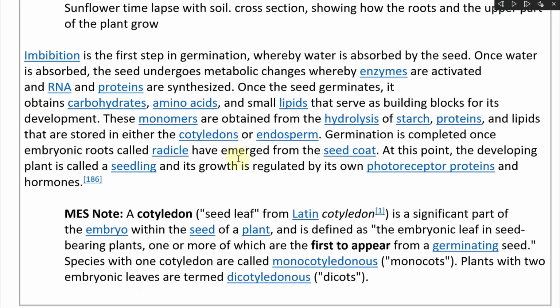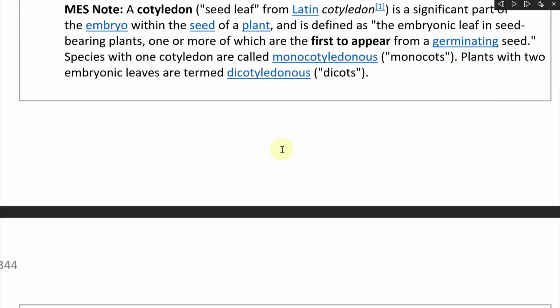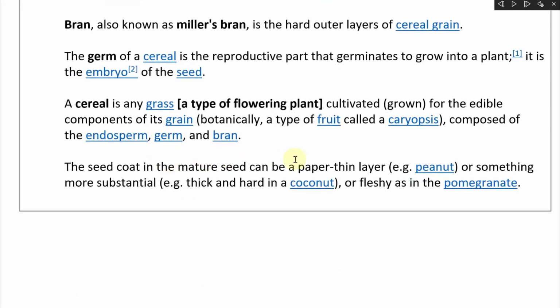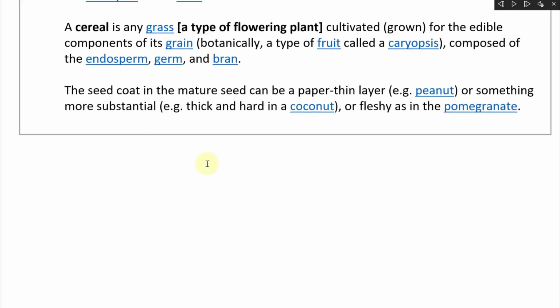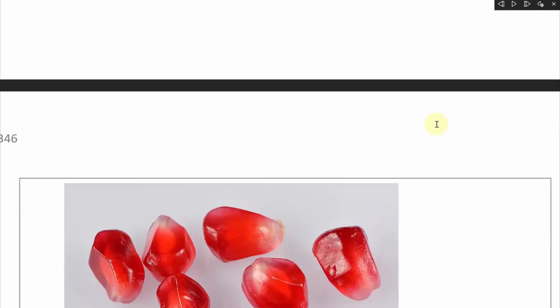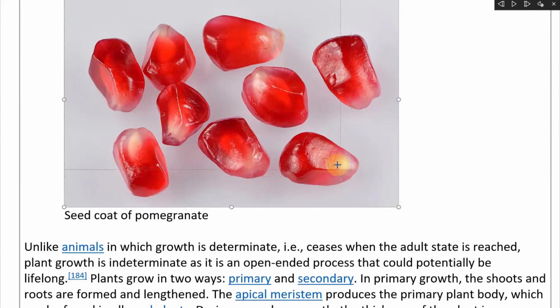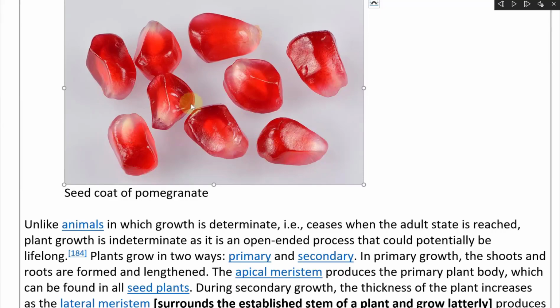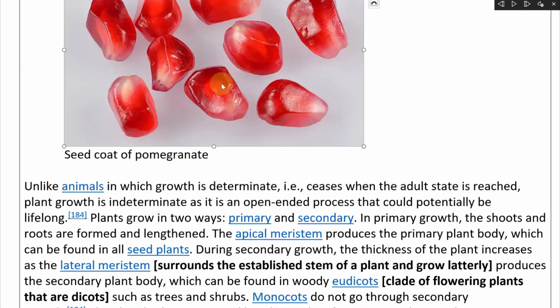Scroll back up here. Remember this part right here. At this point, the developing plant is called a seedling, and its growth is regulated. Germination is completed once embryonic roots called radicle have emerged from the seed coat. So the embryonic roots come out from the seed coat. The seed coat in the mature seed can be a paper-thin layer, e.g. peanut, or something more substantial, thick and hard in a coconut, or fleshy as in a pomegranate. Just to illustrate, here is the seed coat of a pomegranate, that's fleshy like that, and inside is a seed. And there's a seed coat there, very interesting. The radicle would be the roots that shoot outwards from the seed, past the seed coat.